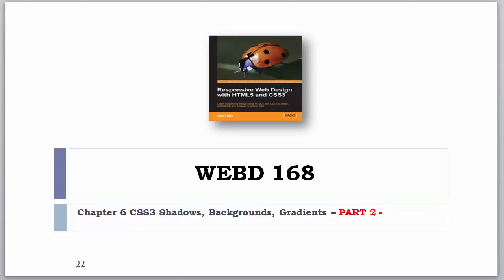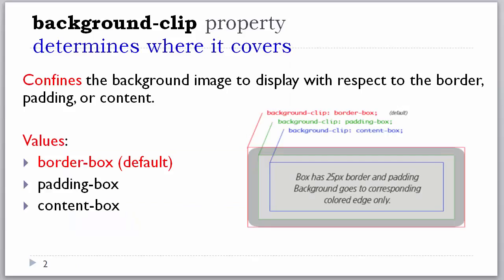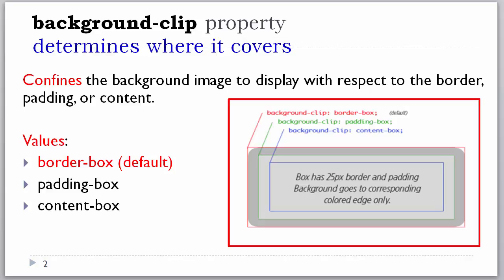We will continue with CSS3 backgrounds and gradients. The background clip property, which is not in the book, determines where the background image covers. If you look at the diagram here, we have content, we have some padding, and we have a border.